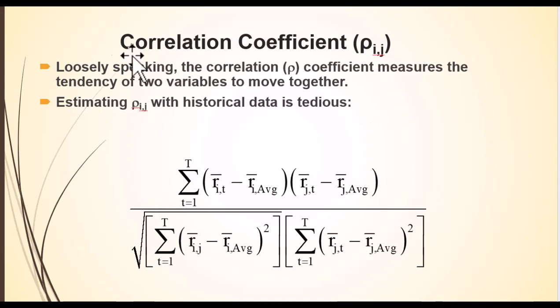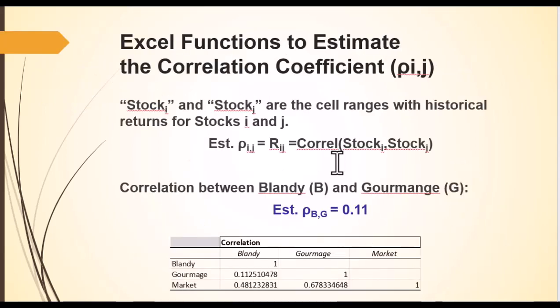There is a statistic that's referred to as the correlation coefficient. Loosely speaking, the correlation coefficient measures the tendency of 2 variables to move together. So it's a fairly complicated formula, but when you look at Excel, it's actually pretty easy. It's equals Correl, then you highlight the first stock, and then you highlight the second stock, and it will calculate the correlation. So the correlation between Blandy and Gourmand is 0.11.